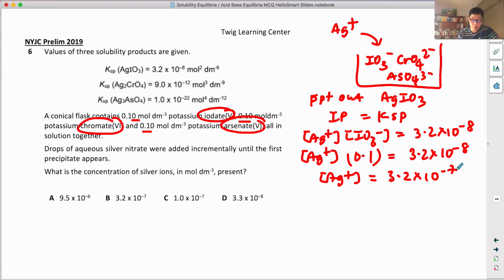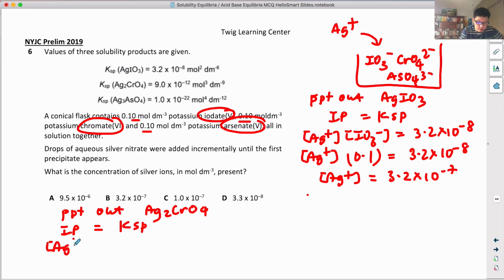Let me see. Okay, so you're going to do the same thing. Maybe I'll just write over here. To precipitate out silver chromate, Ag2CrO4, same thing, the ionic product must be at least minimally equal to the KSP, right? So you're going to calculate the Ag plus that's needed to precipitate out silver chromate. So the ionic product, Ag plus squared times CrO4 2 minus, is equal to the KSP, which is 9 times 10 to the power minus 12.